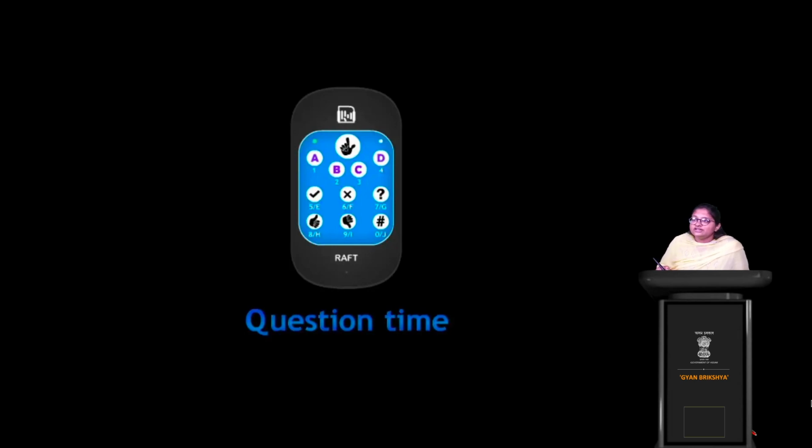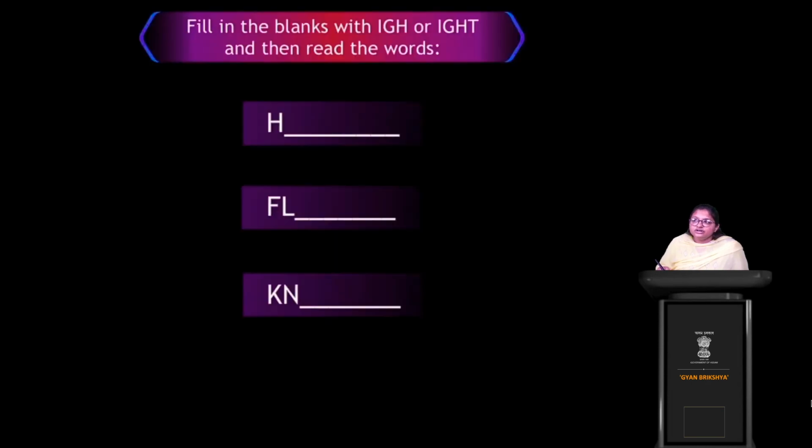Now fill in the blanks with IGH or IGHT. Now let's try to frame the words. Can you guess? Look at the first word. What can be the first word? It starts with H, and then in the middle the letters can be IGH or IGHT. Yes, very good. The first word is high, H-I-G-H. Now come to the next word. FL.